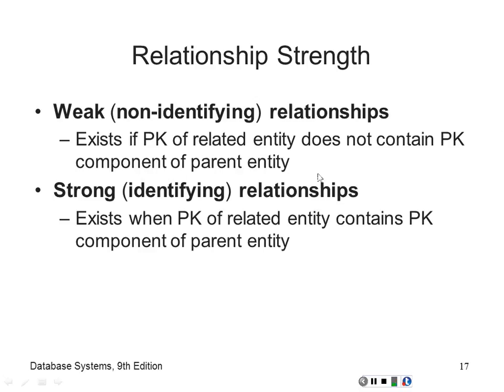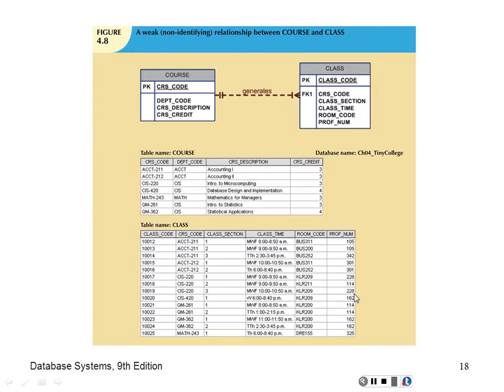All right, let me show you some examples here. This is a weak relationship between course and class. Now, weak in that it is non-identifying, meaning that the primary key of the class is not made up of, among other things, the primary key of the course. If that's the case, then it's weak, and the dotted line would indicate that, right?